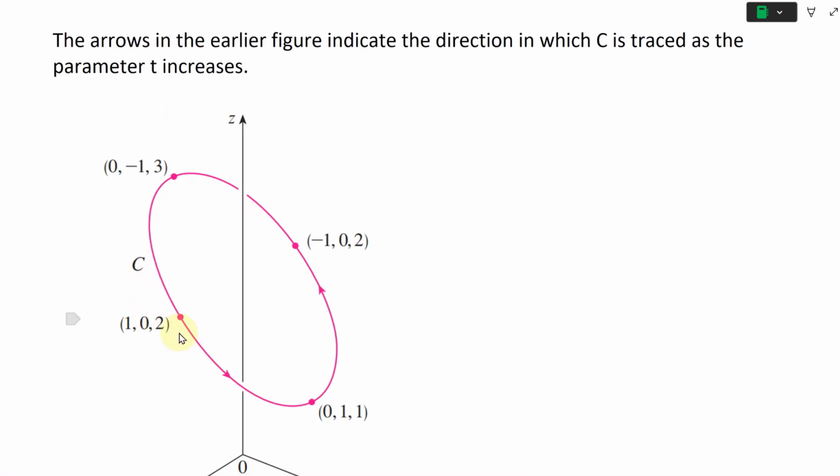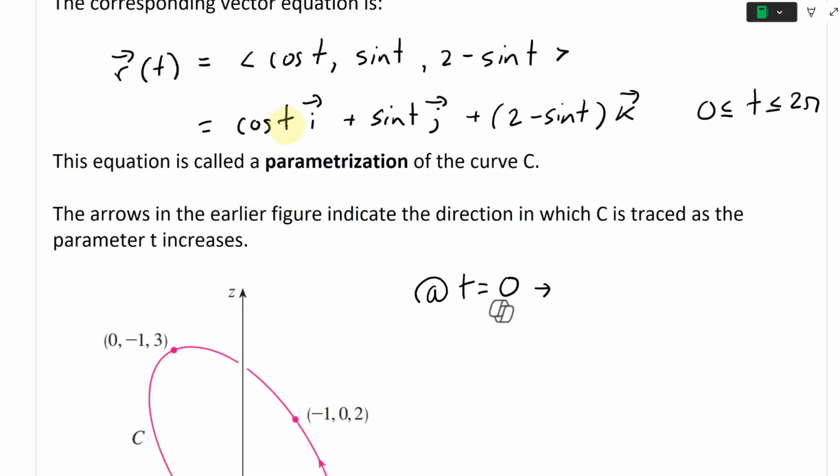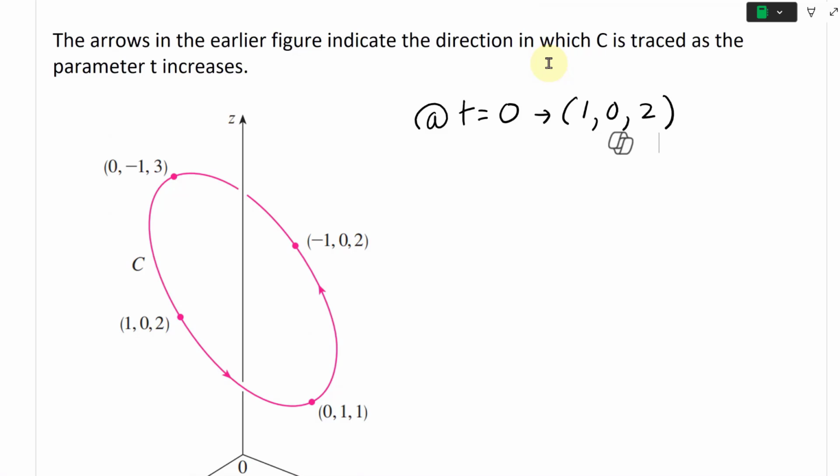It goes up like that because it's based on the parameter t, not the x. Right now we don't know where it's starting from, but when we start from t equals 0 and plug it in, cosine t is 1, sine of t is 0, and 2 minus sine of t is 2. So in other words, the starting point is this right here.